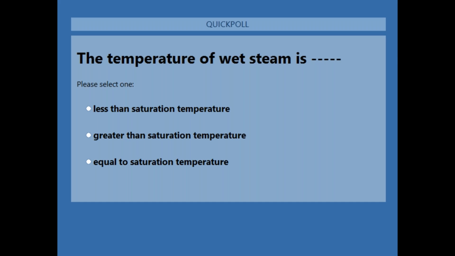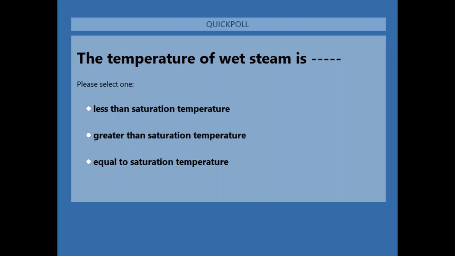So only 66% of the students have voted. And let me close this poll. What is the question asked? The question asked is the temperature of wet steam. Now, when we talk about steam, any steam, when would the water start converting to steam? The water would start converting to steam once the water reaches its saturation temperature.